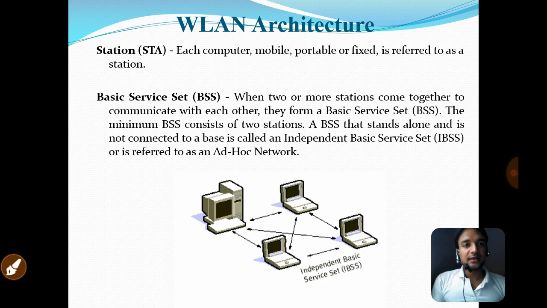So what's happening is, suppose a router generates the radio signal, and the devices can be connected in a specific region. If that region contains more than two devices, then that is called a basic service set. Basic service set means the region in which the Wi-Fi signal can be received, and from that signal your device can be connected. So that is called basic service set.